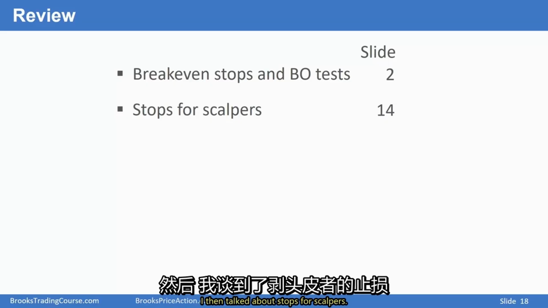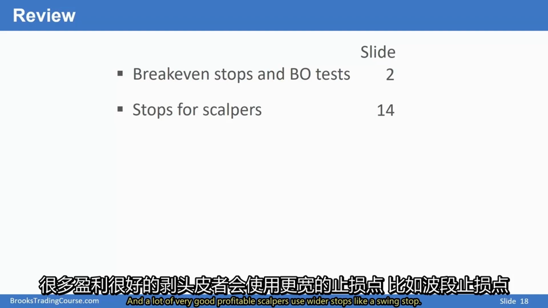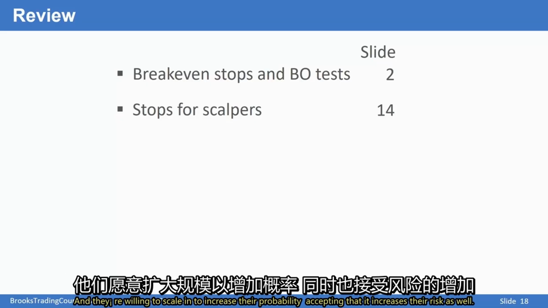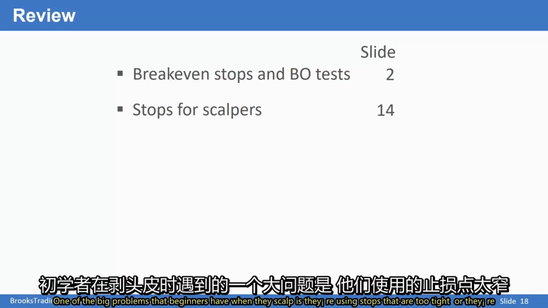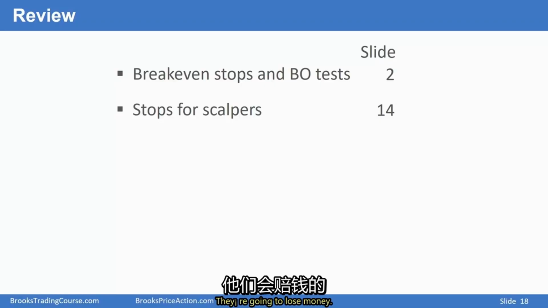I then talked about stops for scalpers, and one of the difficulties for scalpers is that the reward usually is less than the risk. And a lot of very good profitable scalpers use wider stops like a swing stop, and they're willing to scale in to increase their probability, accepting that it increases their risk as well. One of the big problems that beginners have when they scalp is they're using stops that are too tight, or they're entering with stops in tight trading ranges, which is a horrible strategy. They're going to lose money.